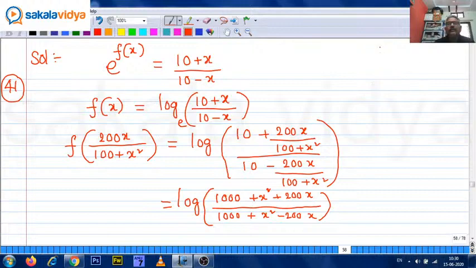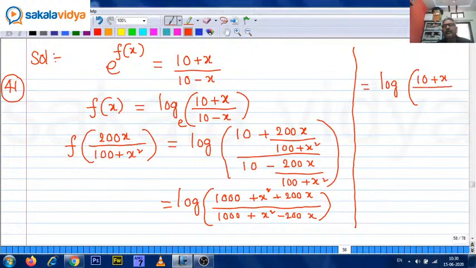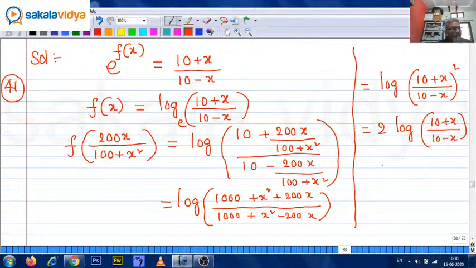So this can be written as log of (10 plus x upon 10 minus x) whole square. This can be written as 2 times log of 10 plus x upon 10 minus x. You check it. So now this is nothing but f of x. So that means this will be 2 times f of x you will be getting.